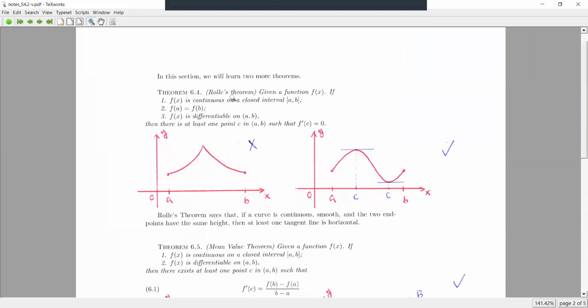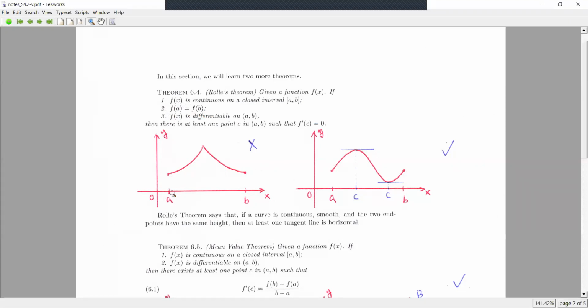Okay, Rolle's theorem first. Given a function f, if the function satisfies the following three conditions, then we will have this conclusion. Condition 1, function is continuous on the closed interval AB. Yeah, this function is continuous on the closed interval AB. Also, this function is continuous on the interval AB.